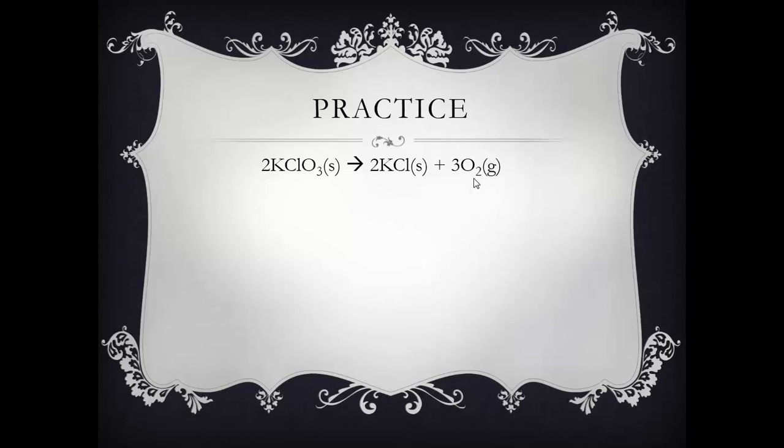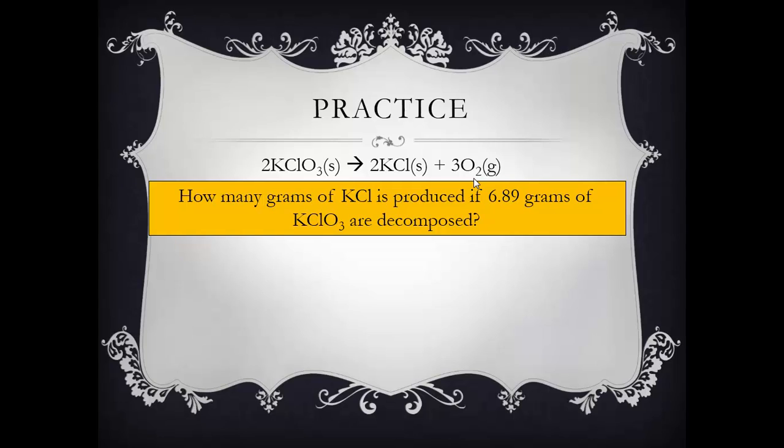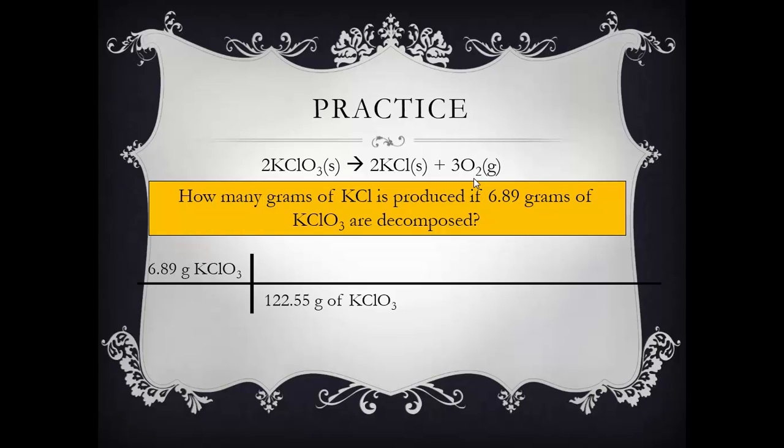Here is potassium chlorate, which decomposes into potassium chloride and oxygen gas. It's already balanced. How many grams of KCl is produced if 6.89 grams of KClO3 are decomposed? Okay. So our given is 6.89 grams of potassium chlorate. Now you can't go from grams of chlorate to grams of chloride. You gotta go through moles. So you have to make sure you convert that to moles first. So you need a molar mass of KClO3. Grams cancel.